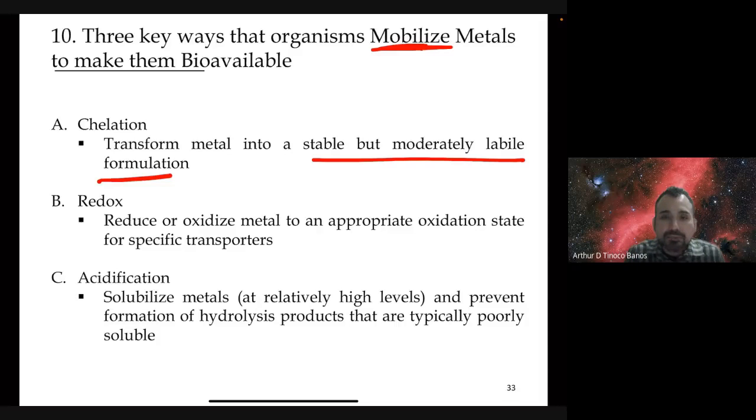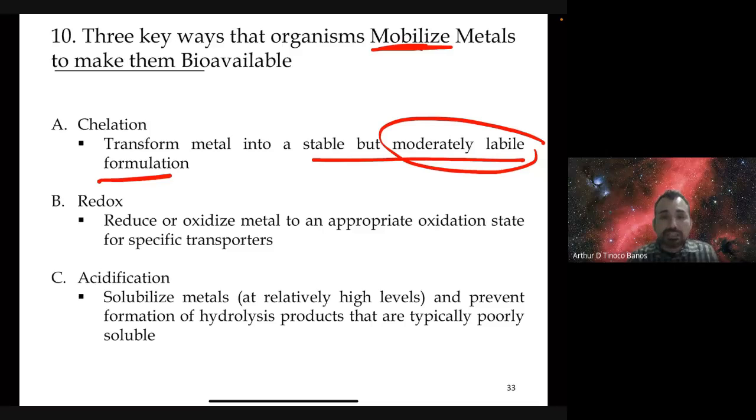Well, moderately labile refers to the ability of that metal to then easily exchange. And that's something that you want, because you want to be able to capture the metal, but you don't want to capture it and then not be able to use the metal. You want to be able to liberate it. So you want it to be relatively labile, so it can exchange where needed. Another process is redox, where you reduce or oxidize metals to an appropriate oxidation state for specific transporters. And the third is acidification.